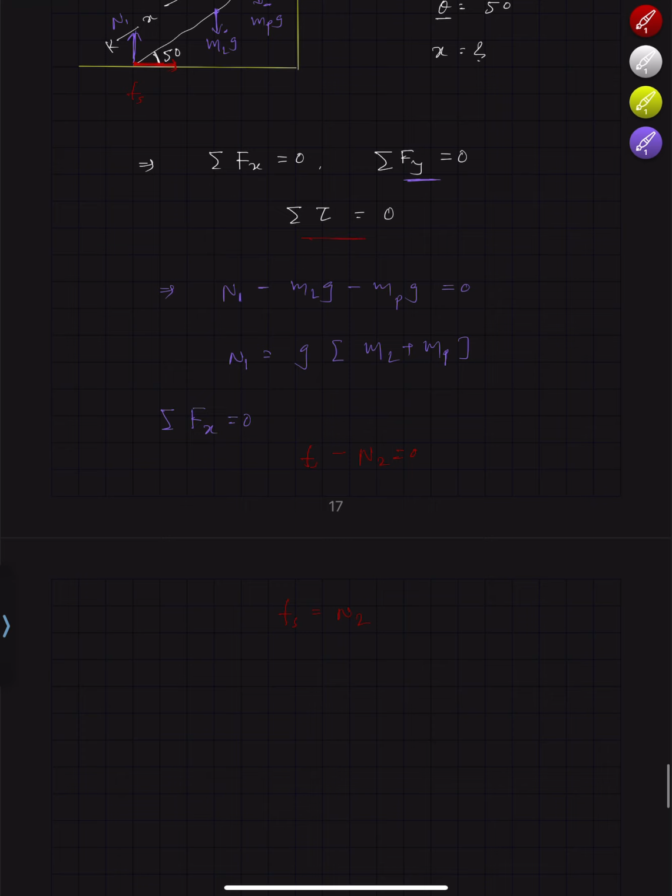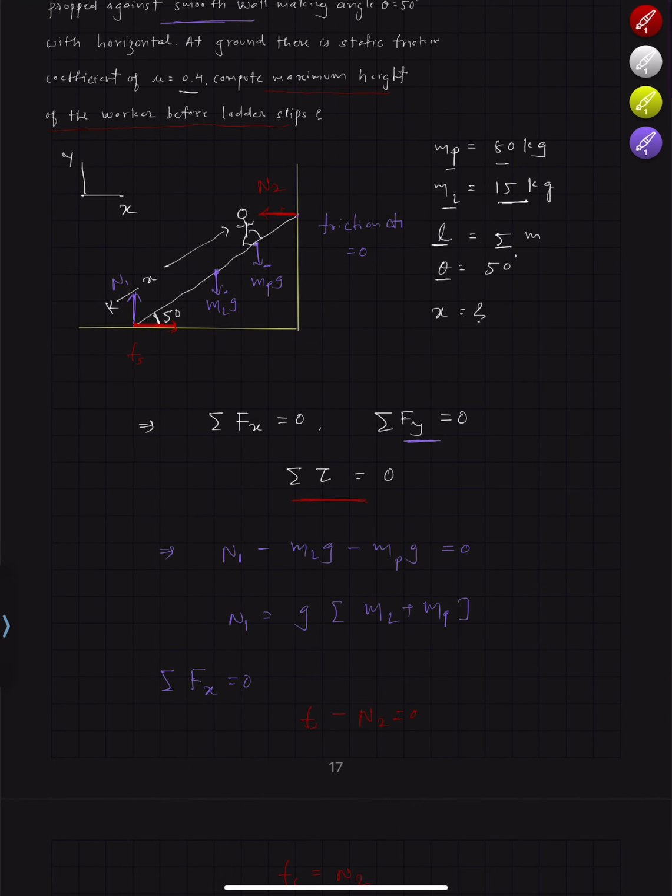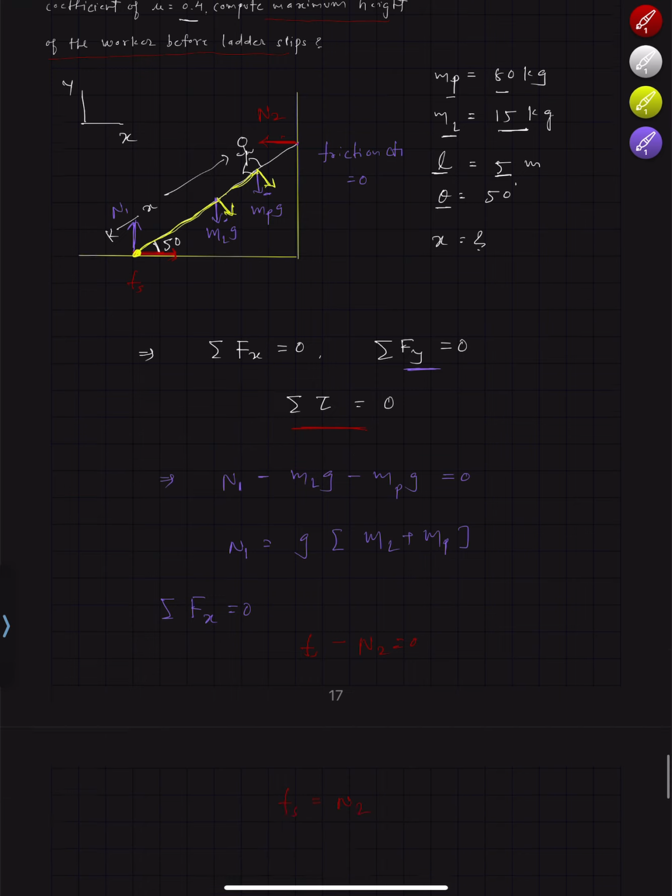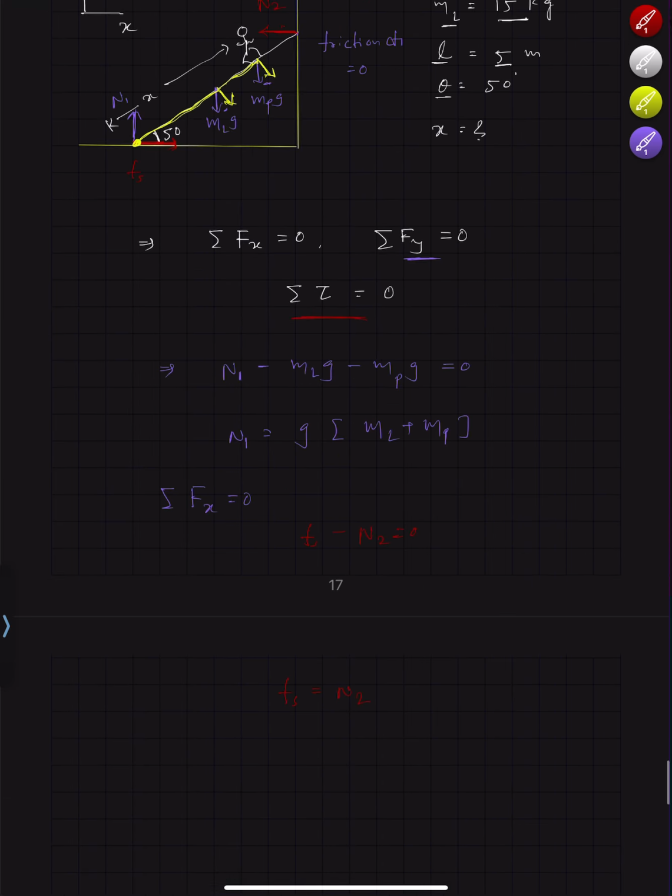Now the third condition: the total torque is 0 about any point. Let's consider the point of contact of the ladder and the ground. So what are the torques? First there is the torque generated by the weight of the ladder, so let's take the cos component of weight, which is perpendicular to the ladder, and second is the weight of the person, the cos component of the person's weight, which is also perpendicular to the ladder. The center of mass of the ladder is at L by 2, and the length at which the person reaches the maximum height is x.